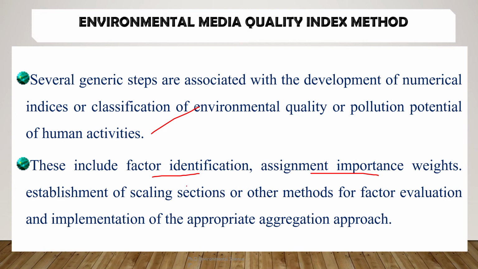Then establishment of scaling sections. Develop scaling sections or other methods for evaluating the factors. This could involve setting thresholds, ranges, or categories that represent different levels of quality or pollution for each factor. Then factor evaluation. Evaluate each factor using the established scaling sections or methods. This step involves collecting data and applying the scaling criteria to determine the quality or pollution level for each factor.